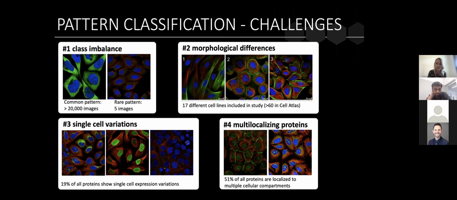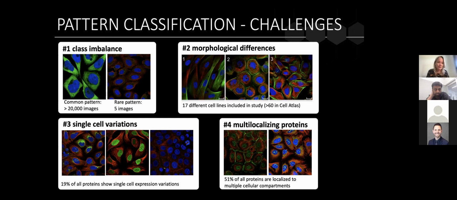Then we have the single cell variations. So ideally, we want models that not only label the image, but actually label every cell in the image. And then we have multi-localizing proteins. So we need models that can see if it's one or several labels and maybe even unmixed patterns.